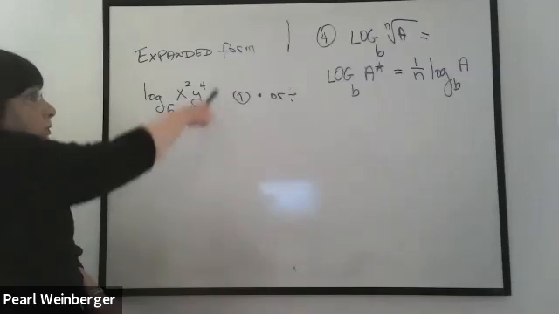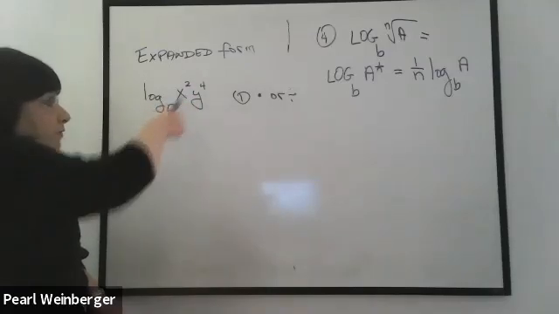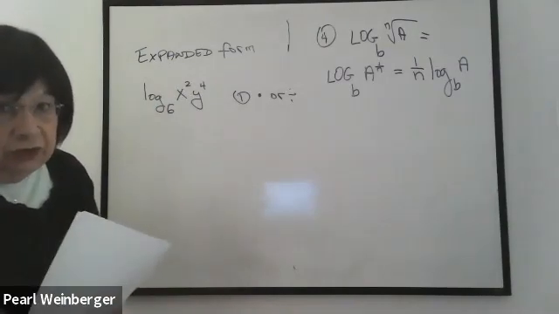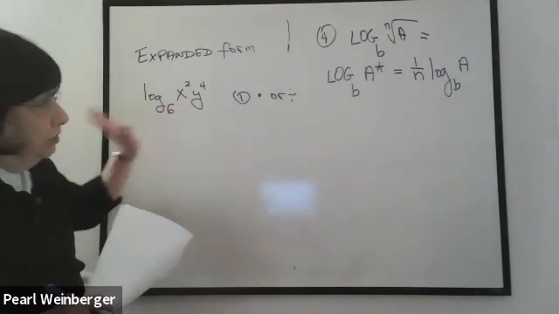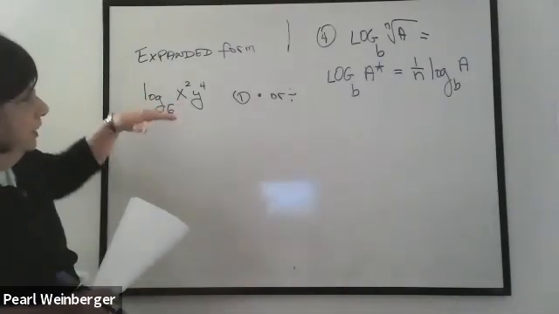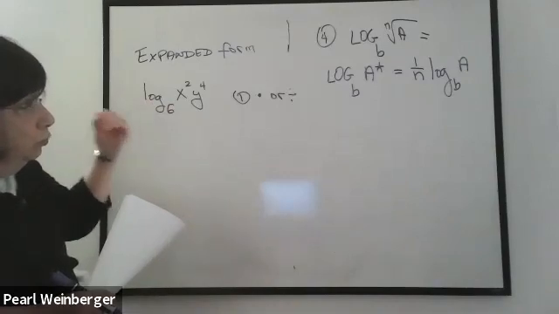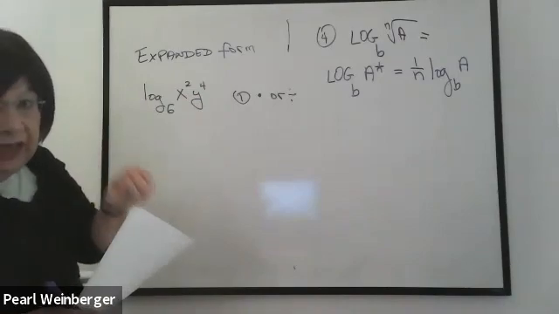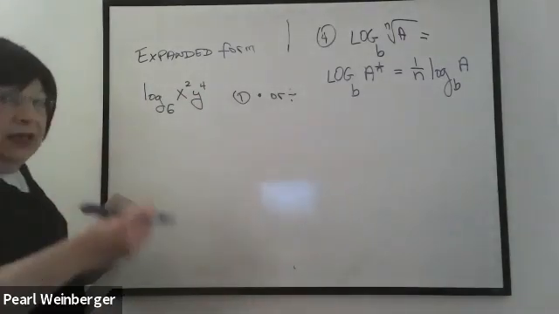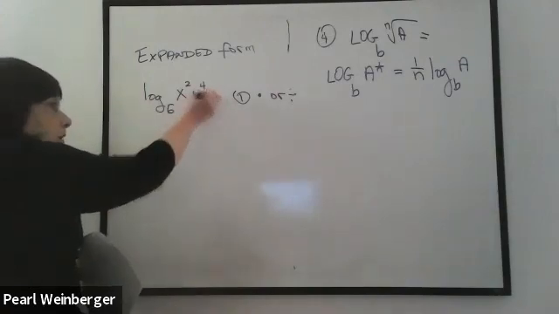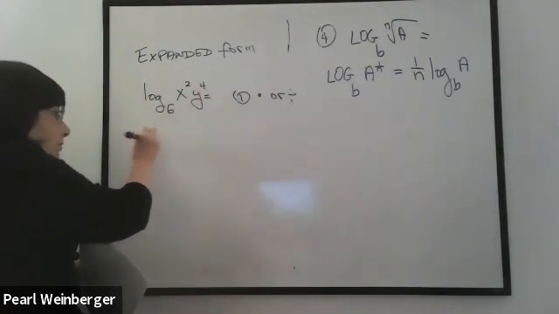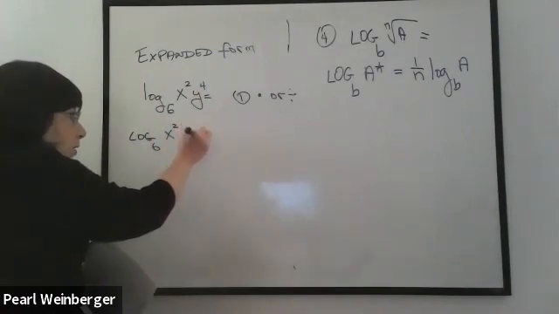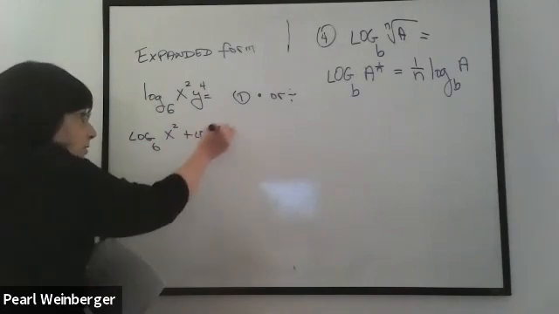In my example, x squared y fourth, I do see some multiplication. I don't see any division. So we have multiplication, again, that's the first thing I look for. When it comes to logs, I know the rule is when I'm multiplying the numbers, what I must do is add the logs. So this becomes log base 6 of x squared plus log base 6 of y to the 4th.